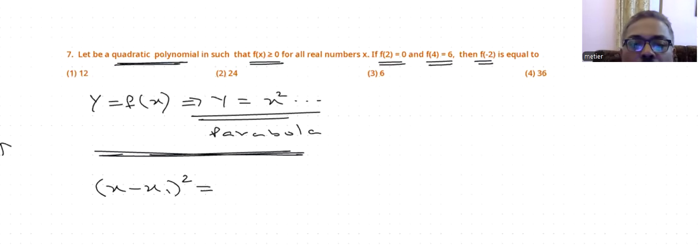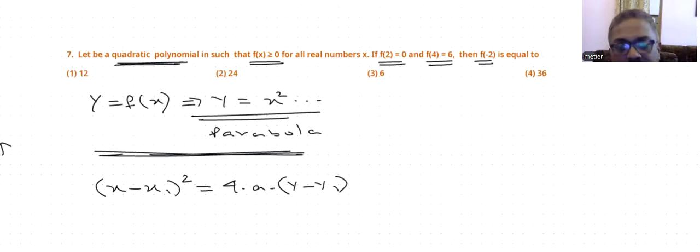It will be say 4 into a into (y minus y1). a is any constant. For the sake of understanding, I can say why I have considered the plus sign here: because y is positive, f(x) is positive. f(x) is positive means this part has to be positive. Let's go with that. If a becomes negative, no problem.